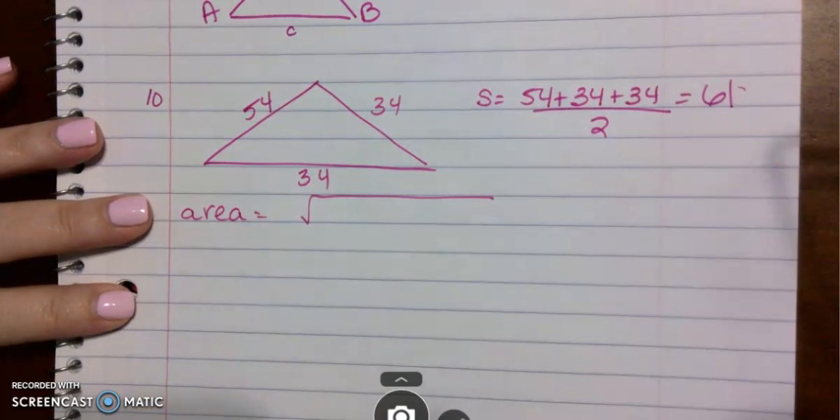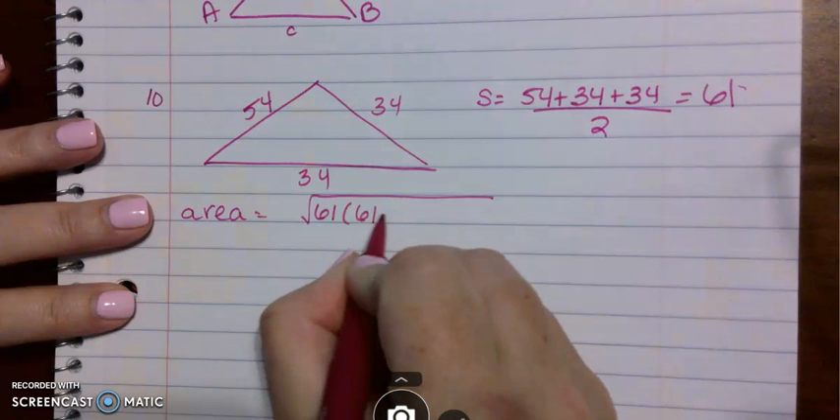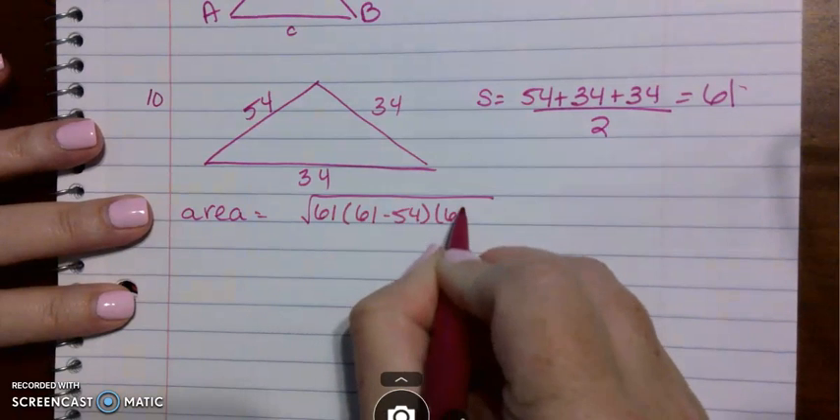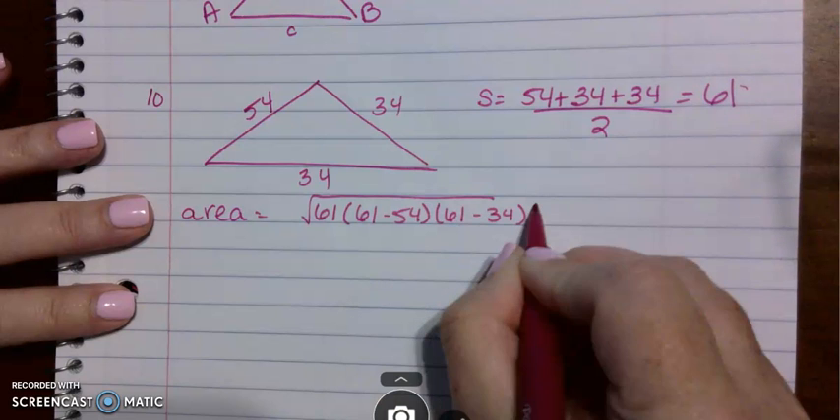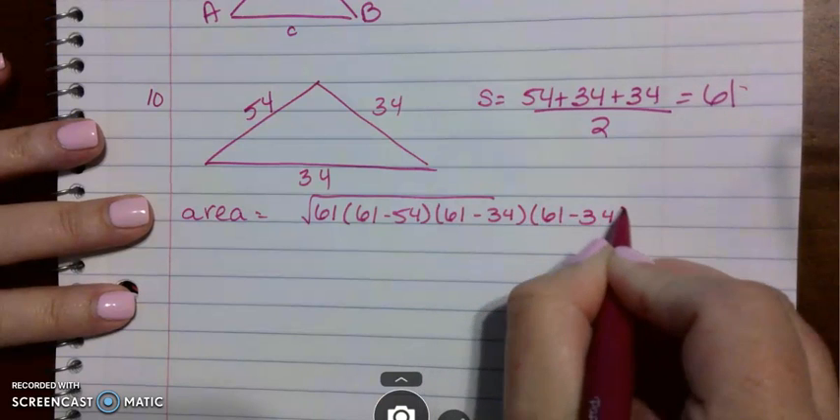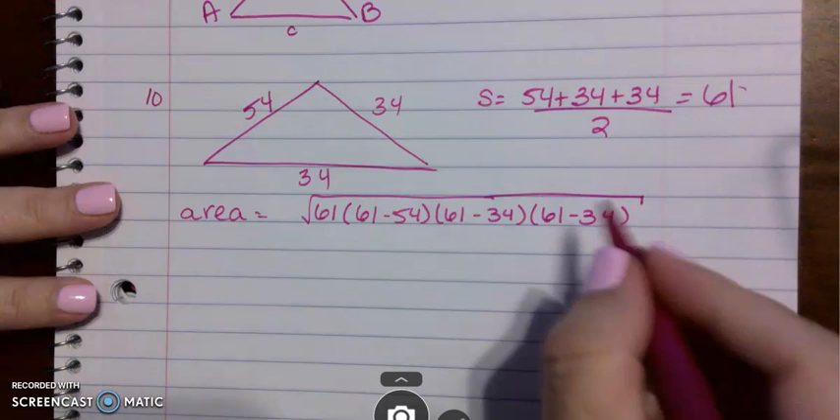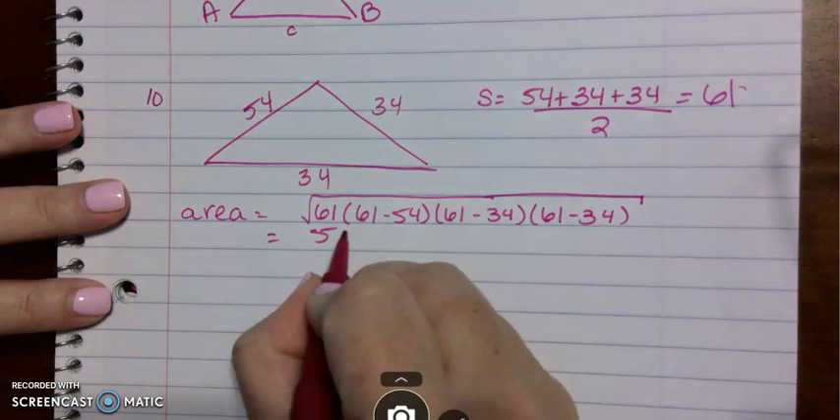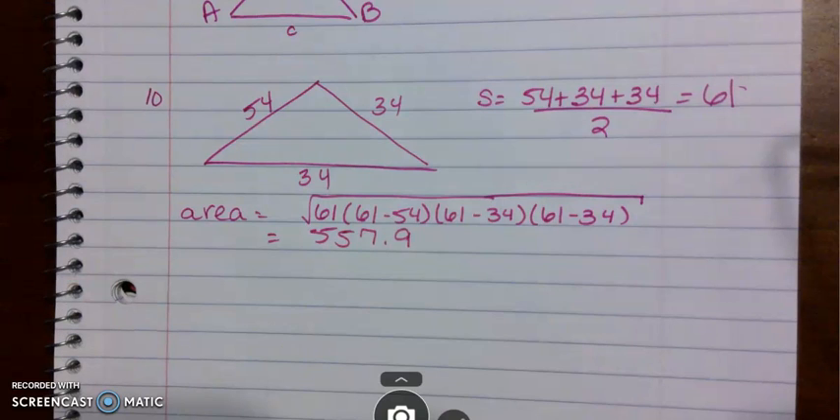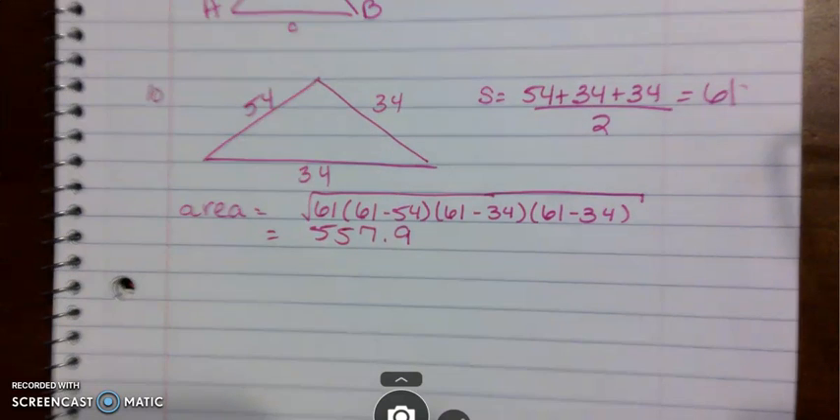61. Got the one. So 61, and then 61 minus 54. 61 minus 34. 61 minus 34. Okay, and just be careful putting this in. Times 61 minus 54, 61 minus 34, 61 minus 34. And then take your square root. I got 557.9. Okay. Oopsies.